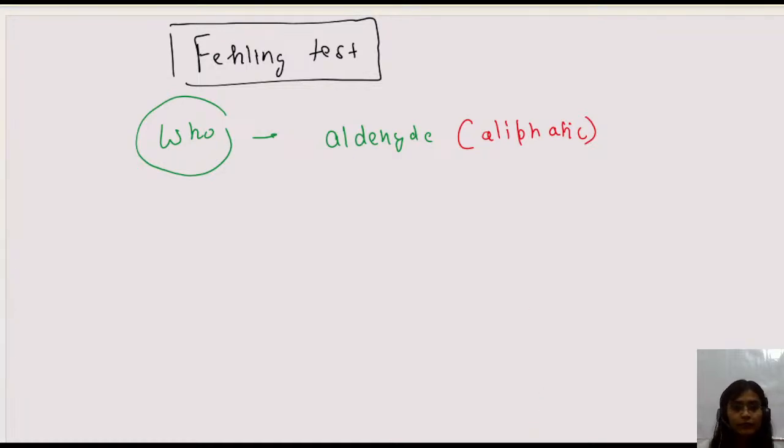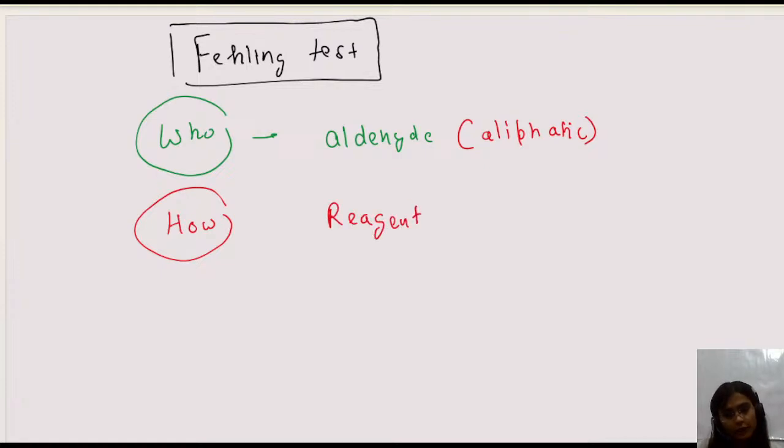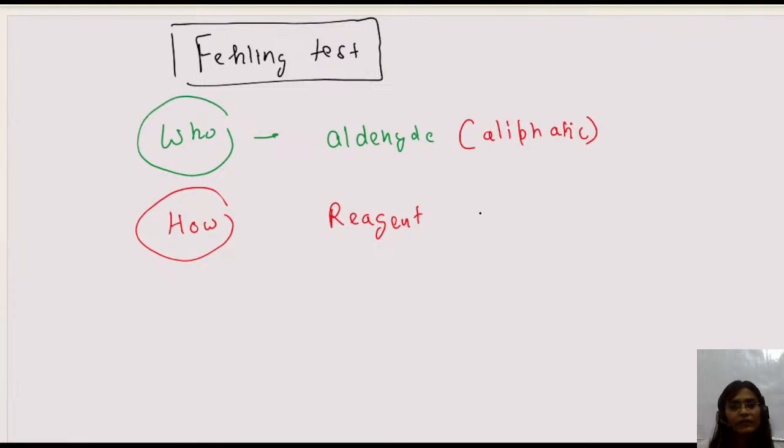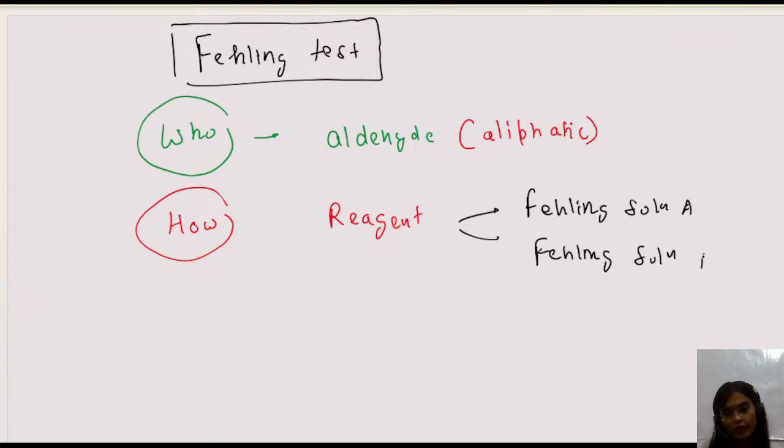The next point is how, like what we end up with. In this case, the reagent we are going to use is the Fehling solution, divided into two parts: Fehling solution A and Fehling solution B. It's a kind of mixture of Fehling solution A and Fehling solution B. What is solution A and what is solution B? We will discuss that. Wait, let me first finish the topic of what is going to happen there.